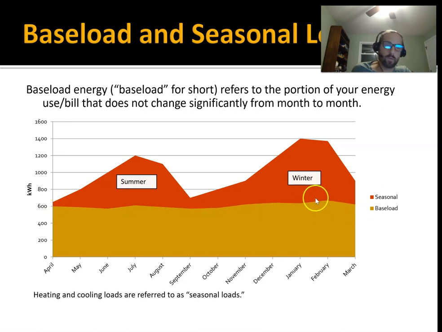So it doesn't matter if it's the middle of the winter, that portion of my energy use doesn't really change. Middle of the summer, it's still about the same. Middle of the fall, about the same. Okay, so that's my base load.